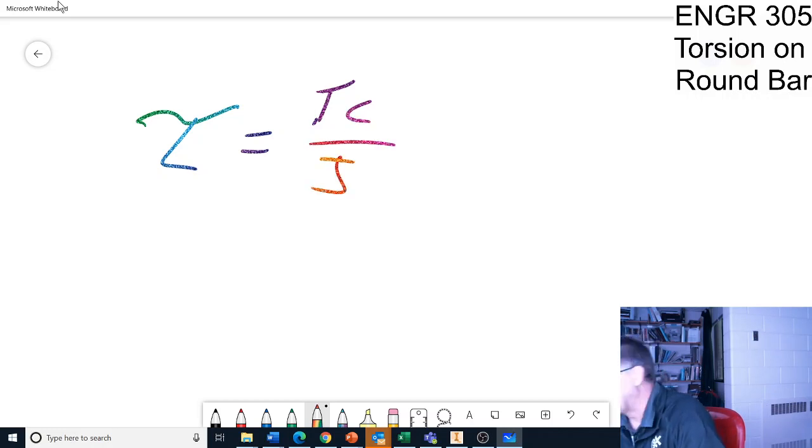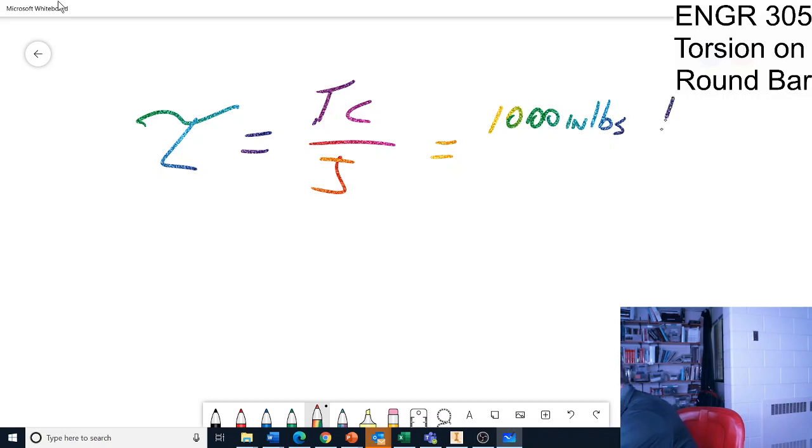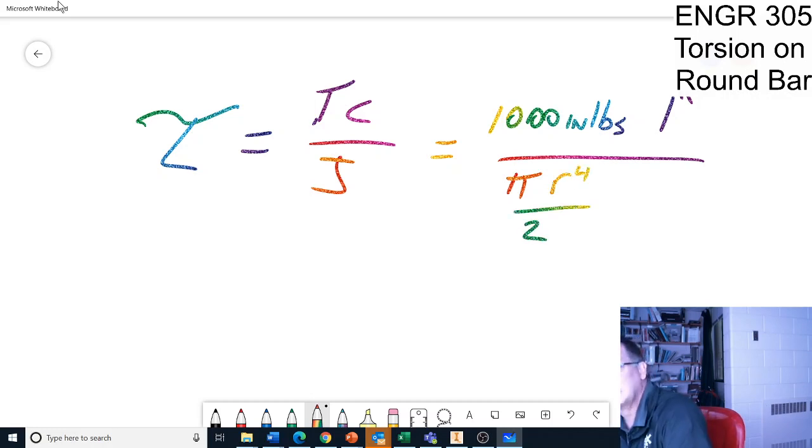Equations I got to deal with. T, the shear stress, is equal to T C over J. Now, I said I picked numbers so that they made sense for me. T, the torque I added, was 1,000 inch pounds. C was 1 inch, that makes that easy. J is equal to pi r to the fourth over 2.